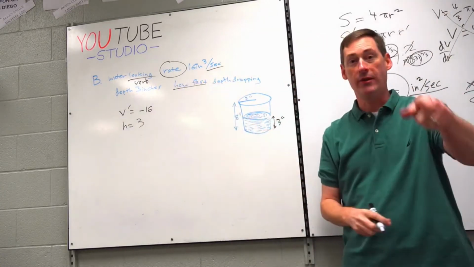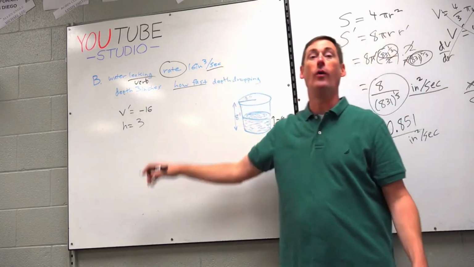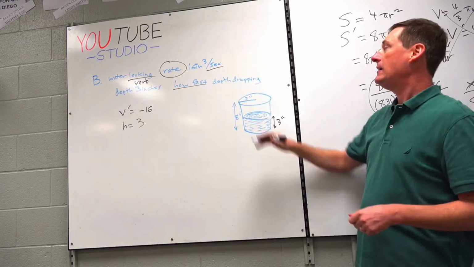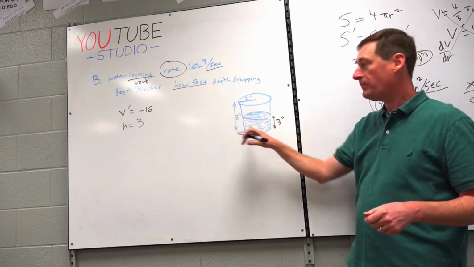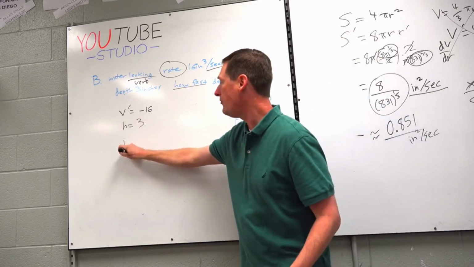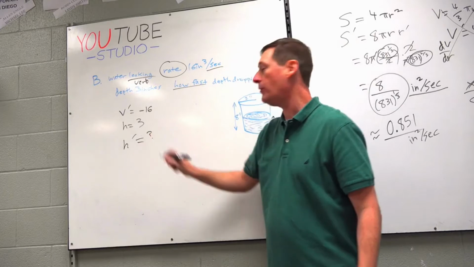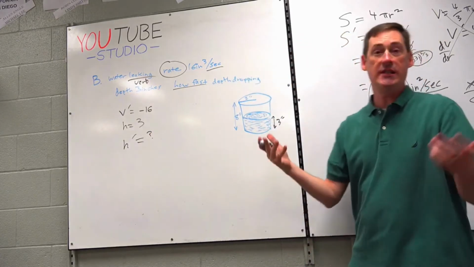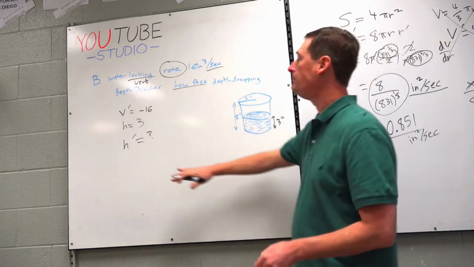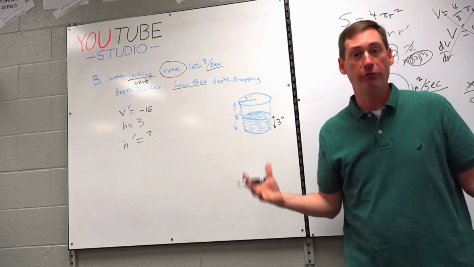How fast, derivative, is the depth dropping? Also derivative, verb. Depth, isn't that the h? That's the height of the water. How fast is the height of the water changing? We're looking for h prime. Always know what you're looking for, okay? Or dh dt, right? All right, so v prime, h, go find h prime, write your own formula.